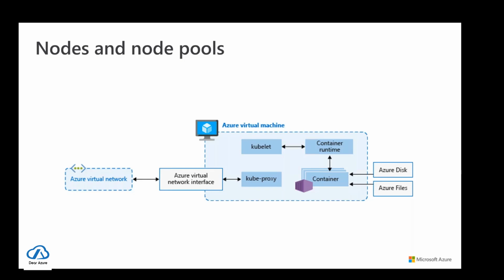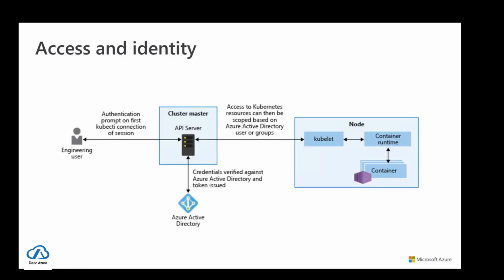All right, okay, so we have identified the structure of a node. We have identified the components that we need to protect, specifically the proxy and the virtual network. So let's go into more detail on how we have to do that, and let's start from an access and identity perspective.